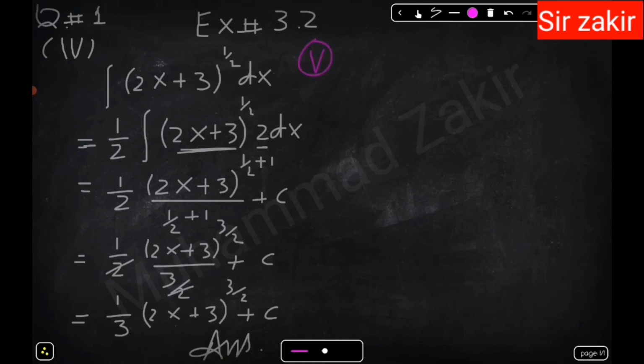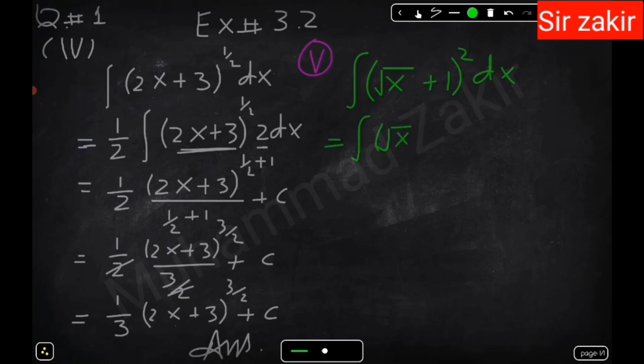Next is part number 5. What is there in it? It is again the same kind of function, (square root x plus 1) whole square. The same rule is applied everywhere in these parts: the function is written along with its derivative. So the function power is increased by 1 and we divide by that. This is the rule we are following in this integration.